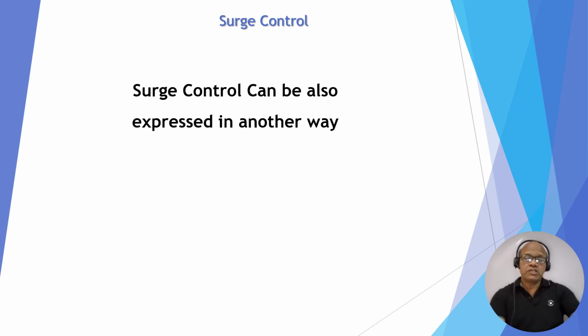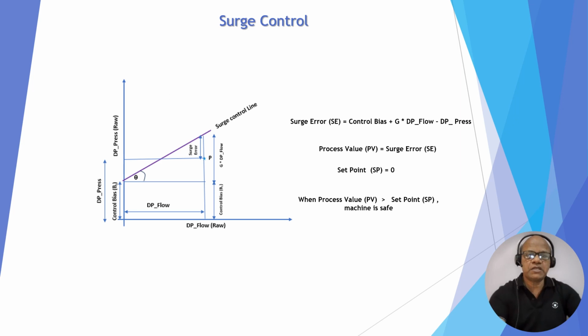Surge control can also be expressed in another way, which is called surge error. Same thing. If you see, surge error is this much portion, the vertical offset of the operating point from the control line. So you can say the control bias, this much, plus G into dp flow, this much, minus this much, will give the surge error. So in this case, the set point is 0, the process value is the surge error, and the set point is 0.